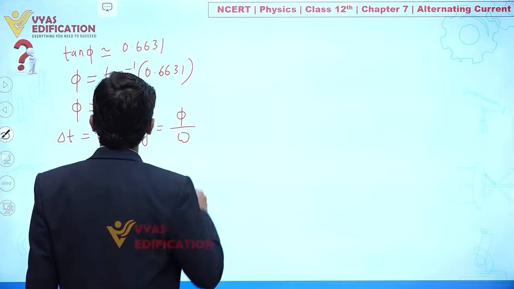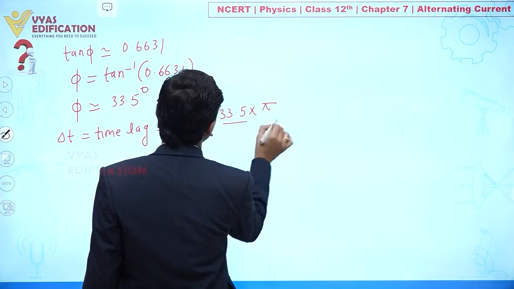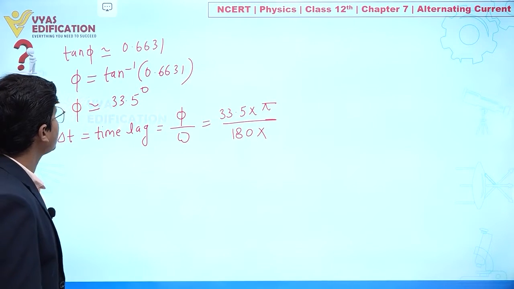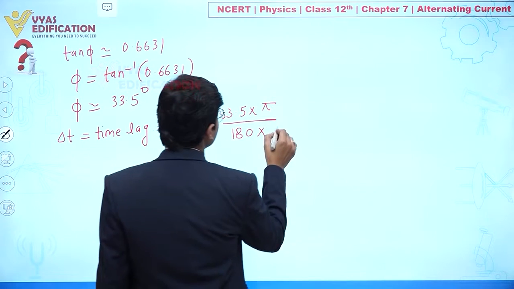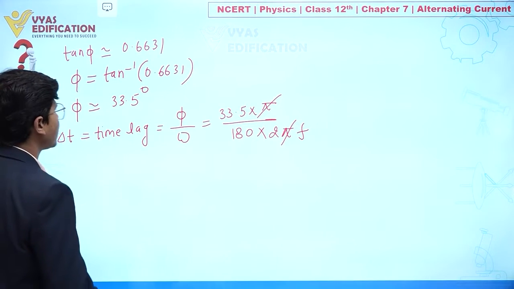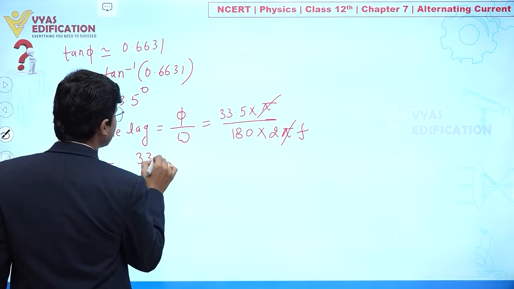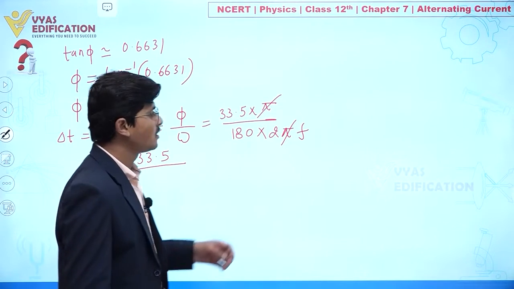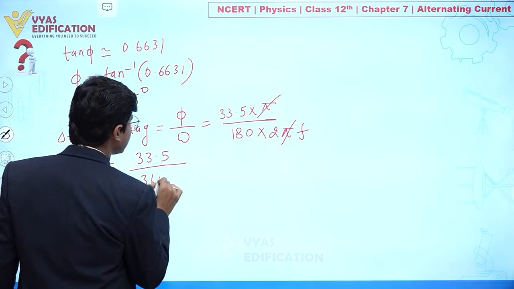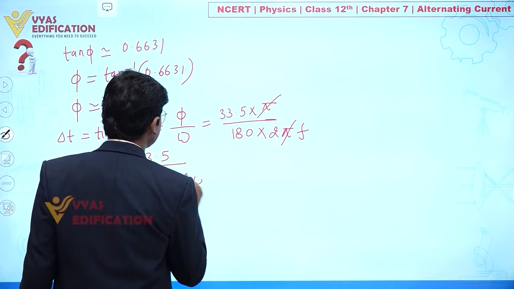Clear? Now from here the value of phi is 33.5 degree multiplied with pi by 180 and multiplied by omega. Omega means what? That is 2 pi f. From here the pi and pi cancel out. Clear? So the value of delta t is 33.5 divided by 360 multiplied by the value of f. The value of f we have is 60 hertz.